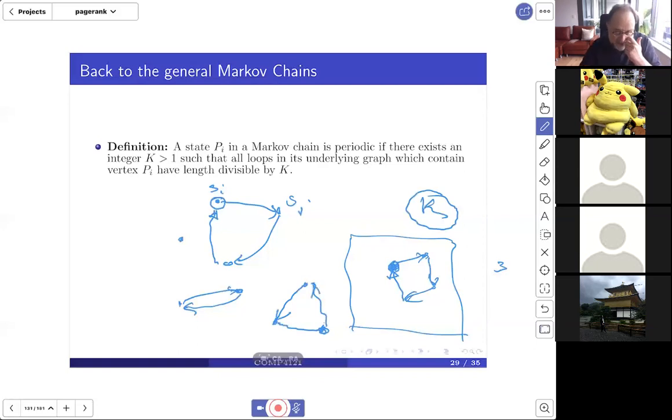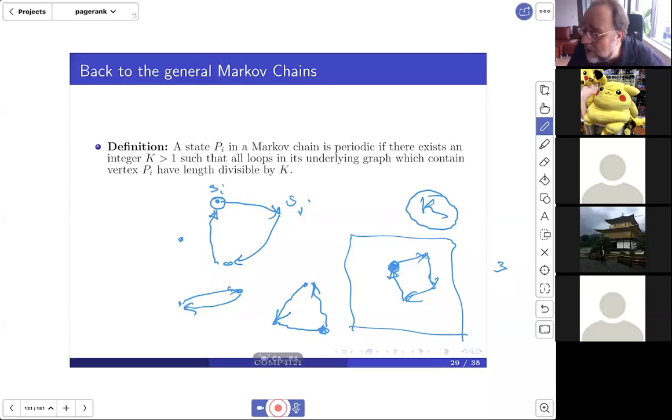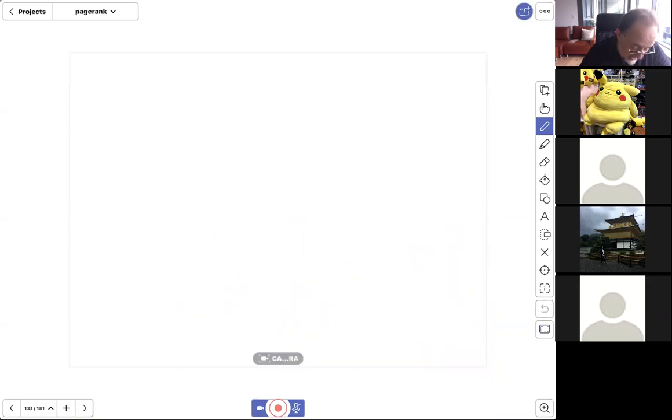Clearly, because the graph is fully connected, the corresponding Markov chain is... exactly, that's what James says. So clearly there is a loop of size k for any k bigger than or equal to 2. So the underlying graph is aperiodic.